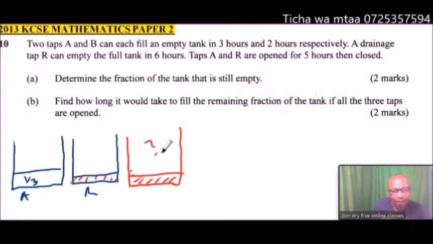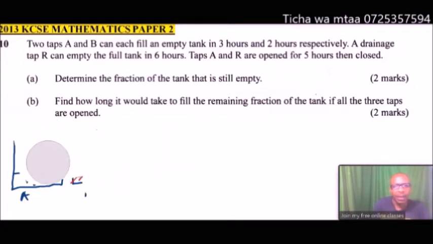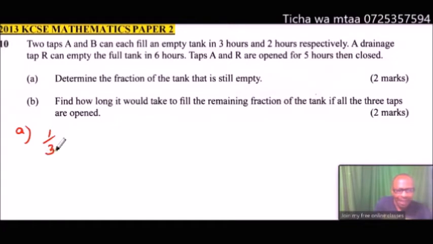So we are required to find out the empty part here. Now what we need to do is to find out the amount of water that was retained in the tank when the two taps are open. So this is how we do that. So we start with A. A is filling a third of the tank minus 1/6, what is being removed by R.